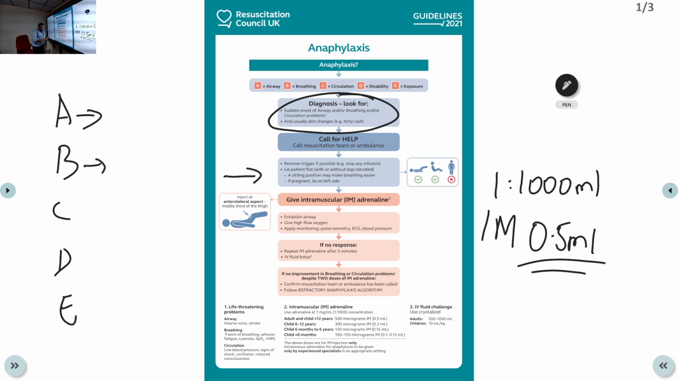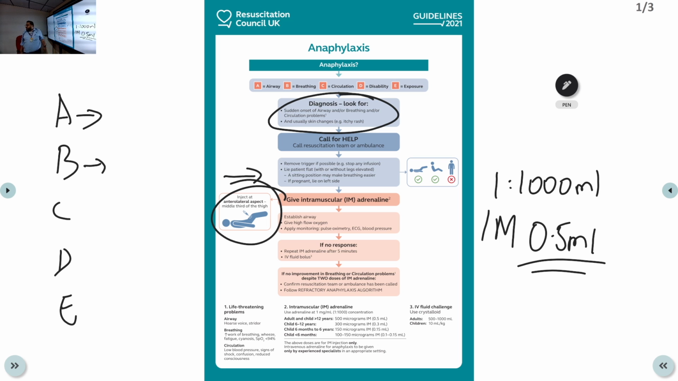Where to give? You can inject in the anterolateral aspect of the thigh. So that is the area where you can give. The anterolateral aspect of the mid thigh is the area, the image that is representing here. So this is the area. Just take this and give the injection here. After that, establish the airway.